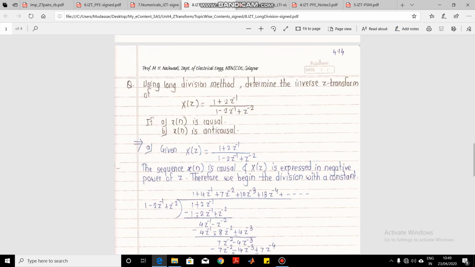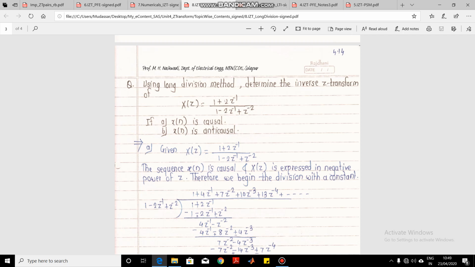Now we will proceed further to the second method, which is called the long division method. It is also called the power series expansion method. In this long division method, we have to find the inverse Z transform, and in this case also they may give the ROC, or they may specify which type of sequence it is, whether a causal sequence or an anti-causal sequence. So an indirect way of specifying the ROC is giving the causality of the signal.